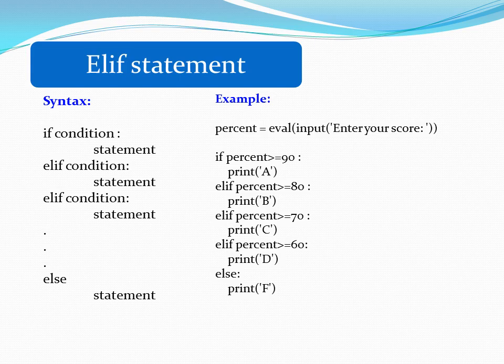Here the first condition will be checked, and if it is true then none of the following conditions will be checked. If the first is false then the second condition, which is connected with elif, that is 80, will be checked. If it is true then print B is executed and the grade B is printed, and the statements below will not be checked or executed. And if the third condition is true, then none of the next ones will be executed.